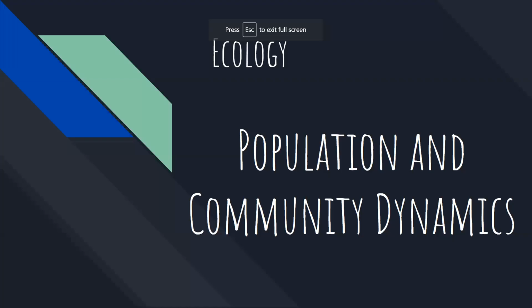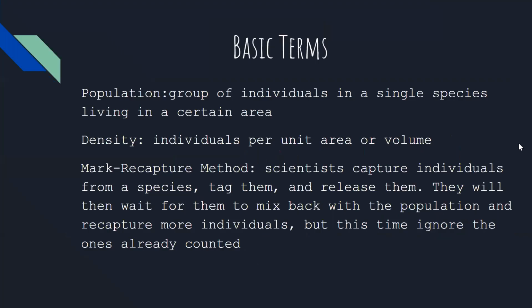Right, so today's lecture is going to be on population and community dynamics. Let's start off with a couple of basic terms. First is population, which is just a group of individuals within a single species living in a certain area. So you could say, like, hawks near the Hopkins school or something like that. That would be a population.